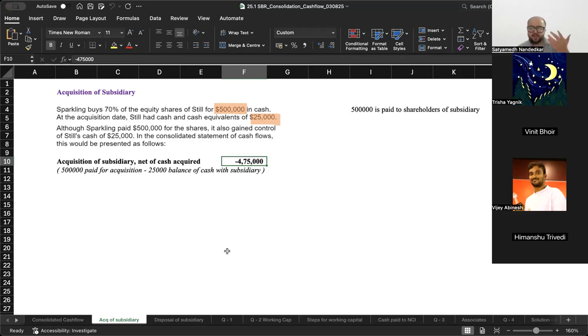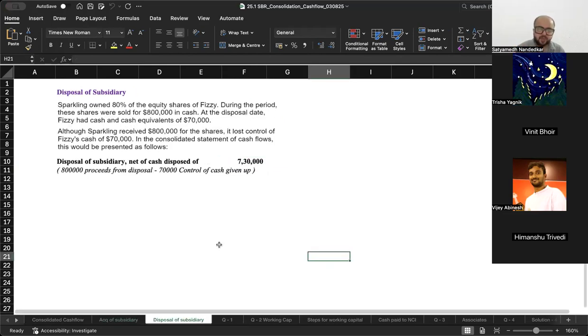So if I acquire a subsidiary by paying 5 lakhs, and when I acquire the subsidiary, I also acquire control over all its assets, including cash. Now let's assume that the cash balance was 25,000, then 5 lakh minus 25,000 net amount will be shown.